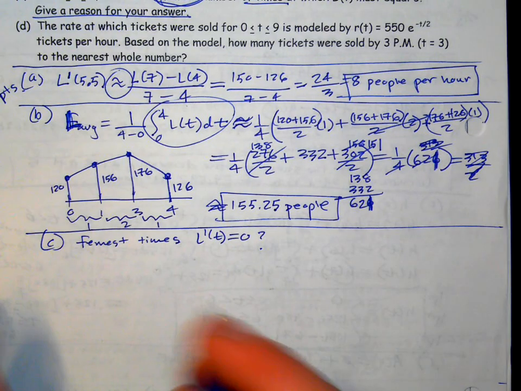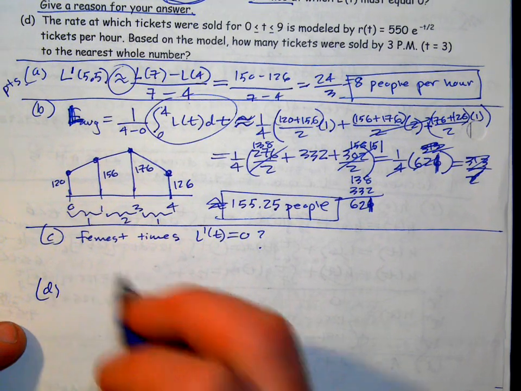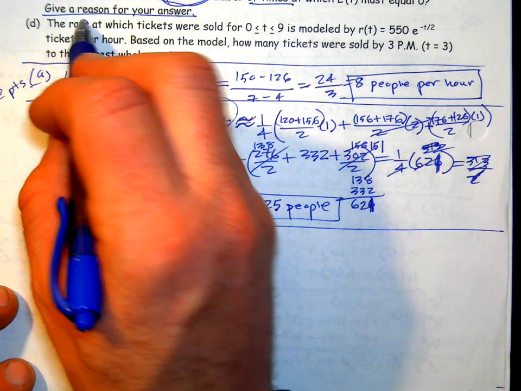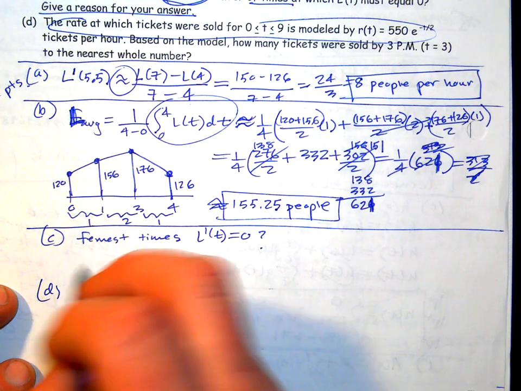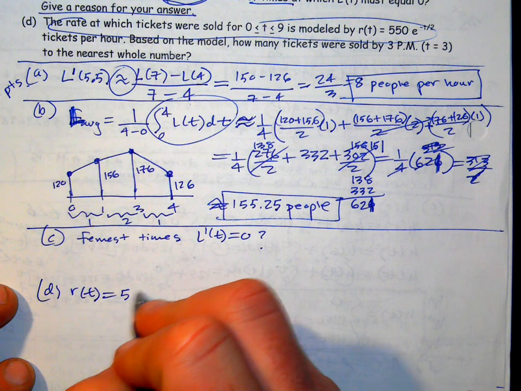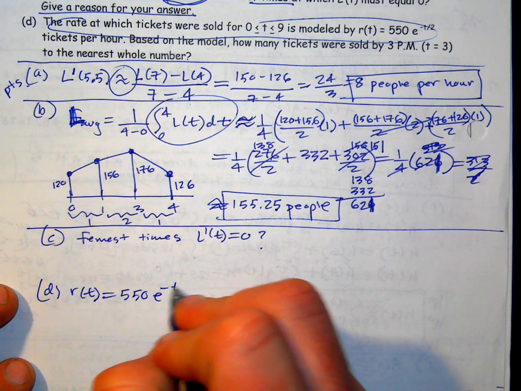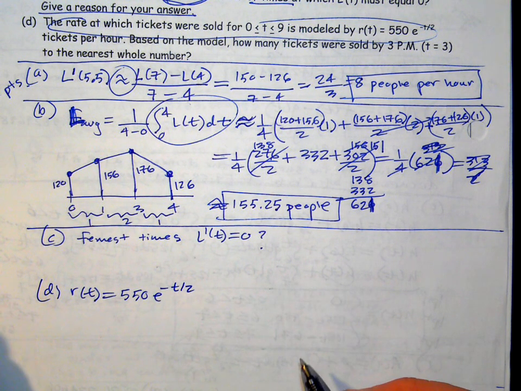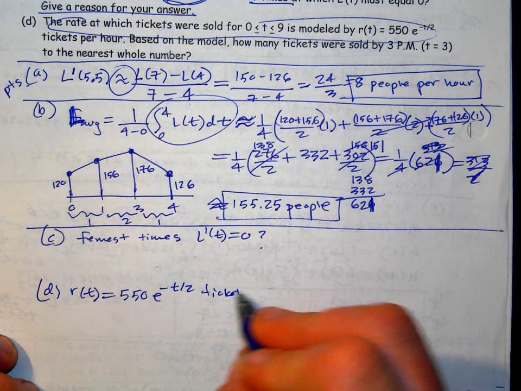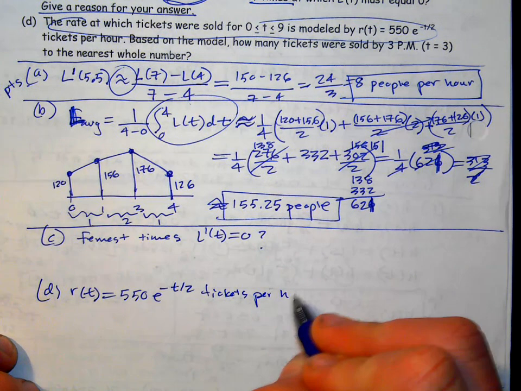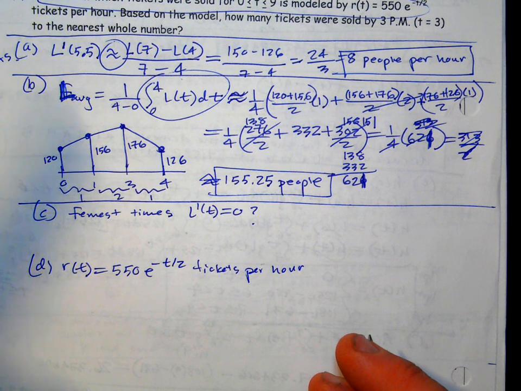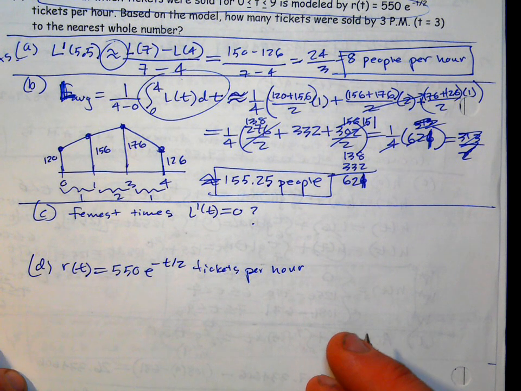And I don't know. I don't feel like we've really done the rate model yet. The rate at which tickets were sold. Oh, okay. So there's people waiting in line. The rate at which tickets are sold. So now they finally give us the rate at which tickets are sold. From 0 to 9 is that per hour. Tickets per hour. This is kind of a tough problem. Based on the model, how many tickets were sold by 3 p.m.? Round to the nearest whole number.